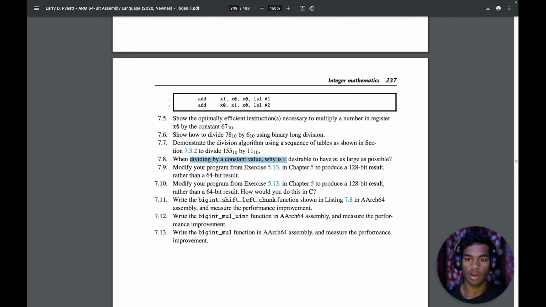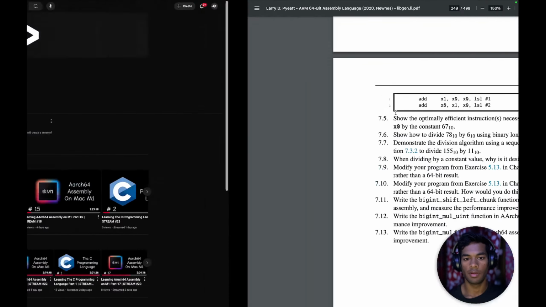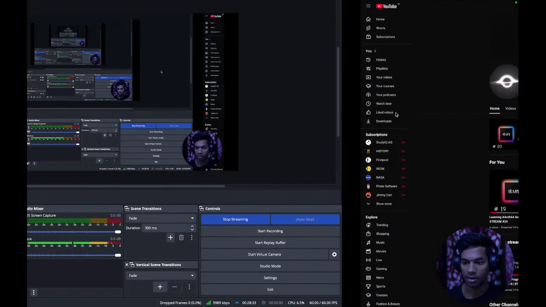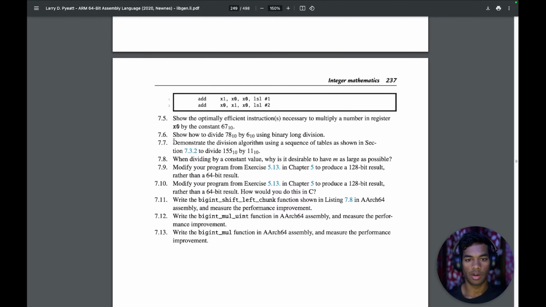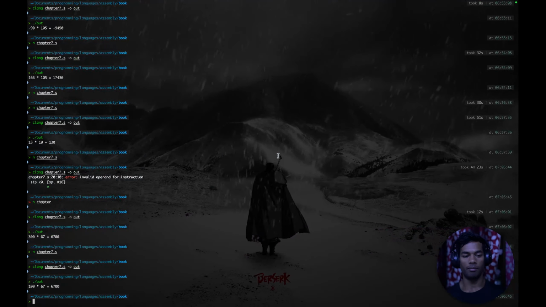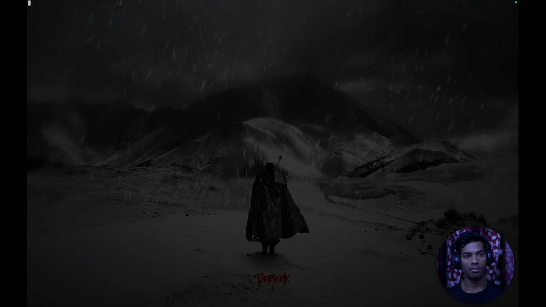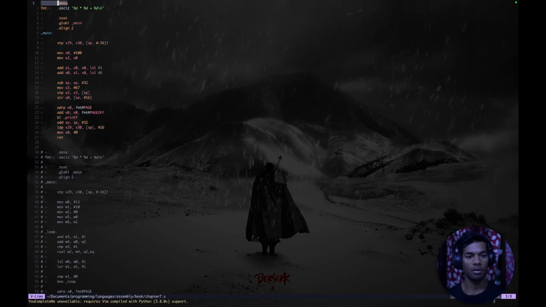When dividing by a constant y, is it desirable to have m as large as possible to get the most precision in dividing, to get the maximum amount of precision that we can get. And my stream is not stuck. That is good. So demonstrate the division algorithm by dividing 155 by 11. So that is doable. Of course, that is doable.